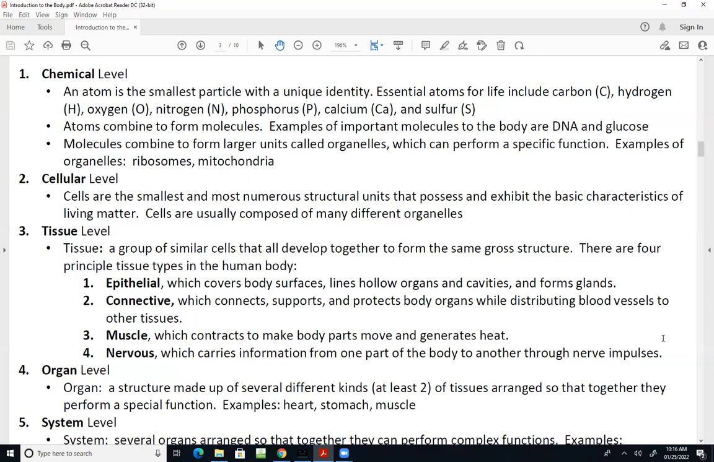A couple different examples. You can take molecules and combine them to form larger units called organelles, which are like the tiniest functioning machines of our body that perform a specific function. Examples include ribosomes that make our proteins, mitochondria, that I imagine most of you guys or everybody's heard the term or phrase powerhouse of the cell. We'll talk more about those in our next lecture and learn what they do. And I imagine that'll be a review from when you were a freshman in high school and taking biology.